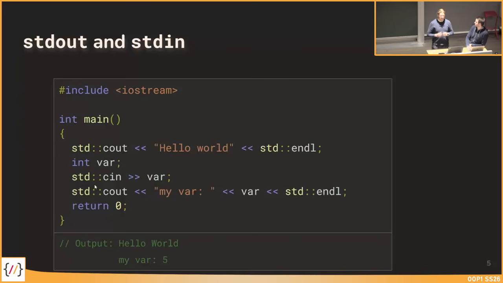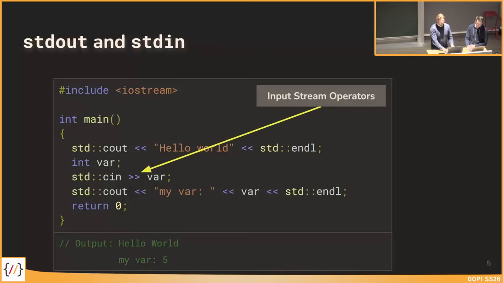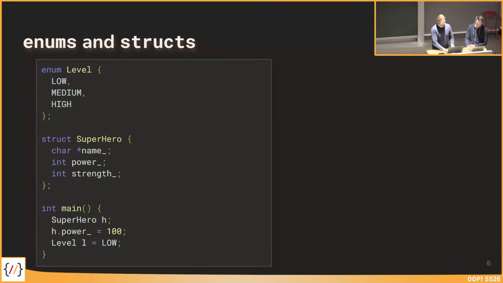We just write std::cin. Then these two characters here are the input stream operators. So if they go to the left, they are called the output stream operators. If they go to the right, they are the input stream operators. And with that, we can just read any value, store it in a variable, and use it in our program.